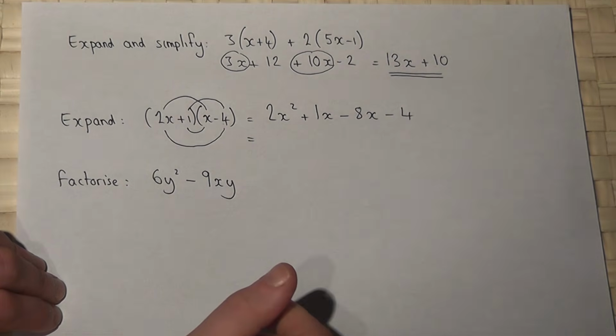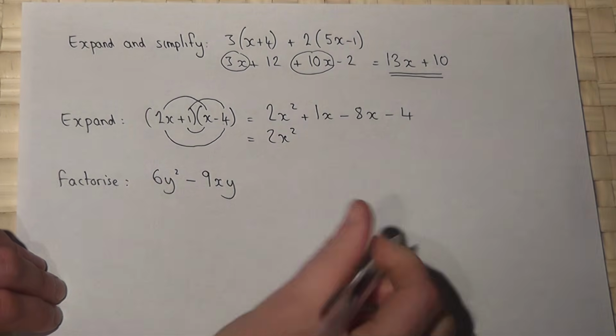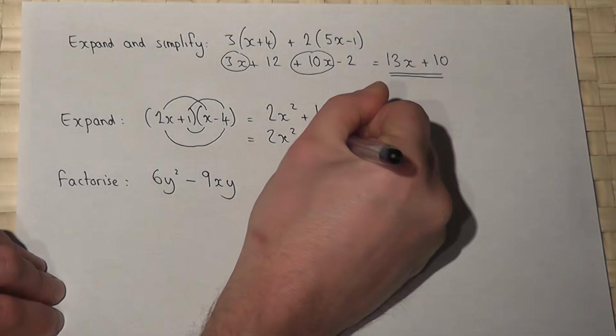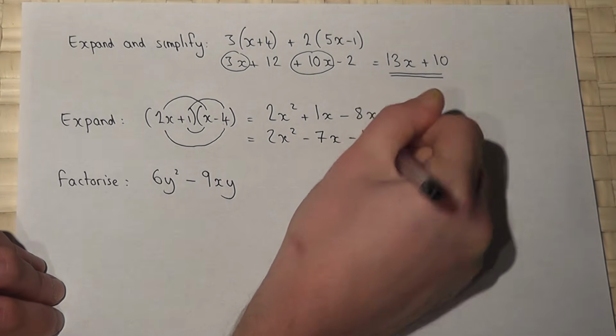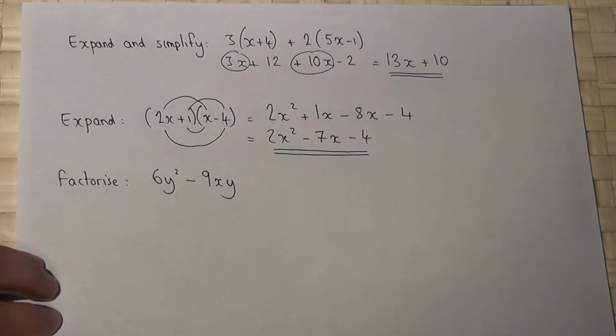I then have to simplify my answer. Well, 2x squared, 1x take 8x is minus 7x. Take away 4, and there we go. That is the answer in its simplest form.